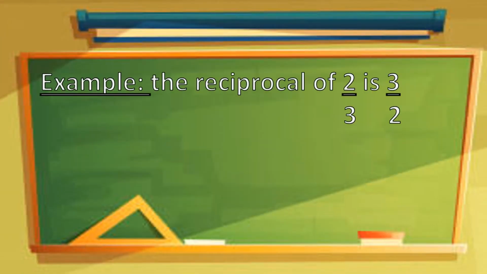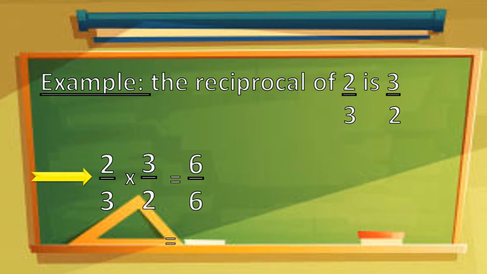the reciprocal of 2/3 is 3/2. Why? Because when we multiply 2/3 and 3/2, we will get a product of 1. To multiply fractions, multiply the numerators, 2 times 3 is equal to 6, and then multiply the denominators, 3 times 2 is also equal to 6. 6 over 6, when simplified, will give us 1.